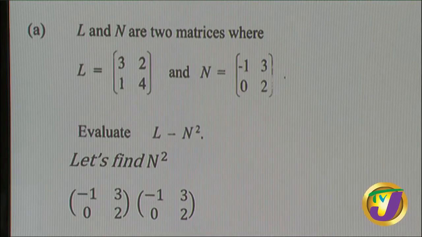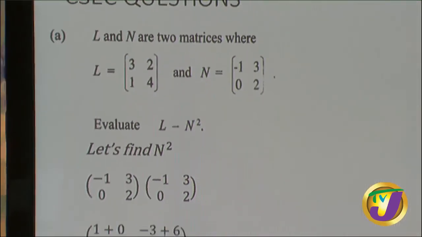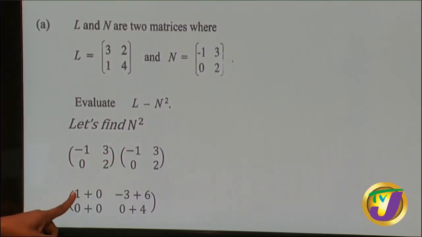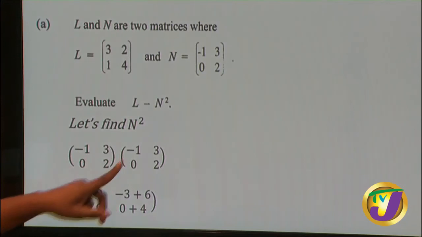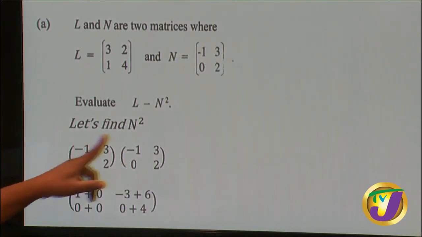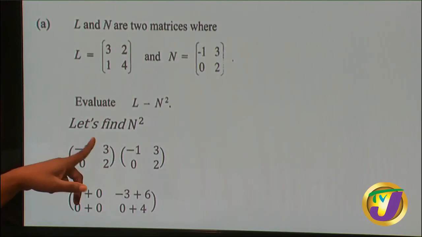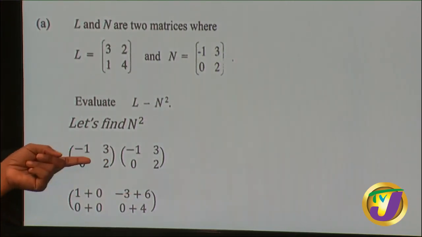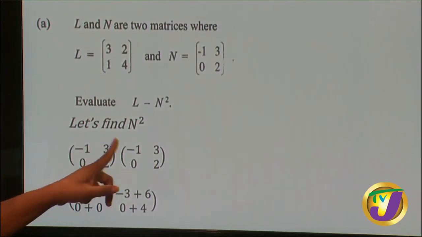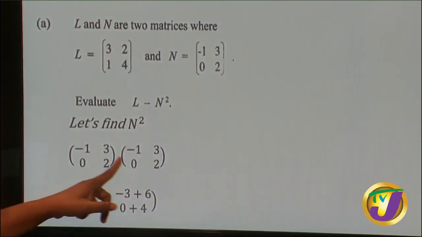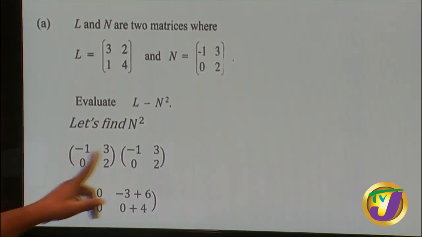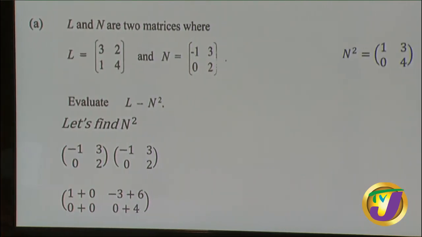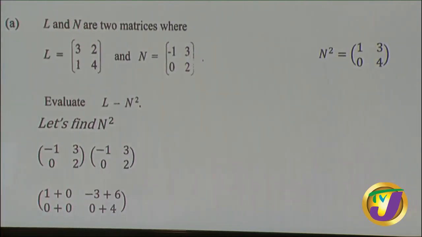Let's see how this multiplication is done. Again, we have negative 1 times negative 1, which gives us positive 1. 3 times 0 gives us 0. Negative 1 times 3, negative 3. 3 times 2 is 6. We move down to row 2. 0 times negative 1, 0. 2 times 0, 0. 0 times 3, 0. And 2 times 2, 4. So N squared is 1, negative 3, 0, 6 over 0, 0, 0, 4.